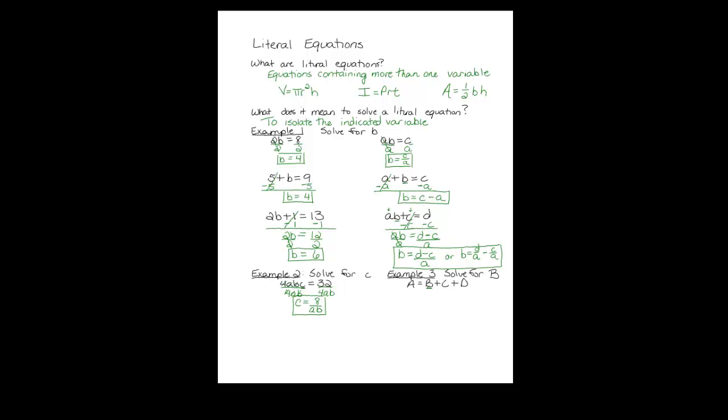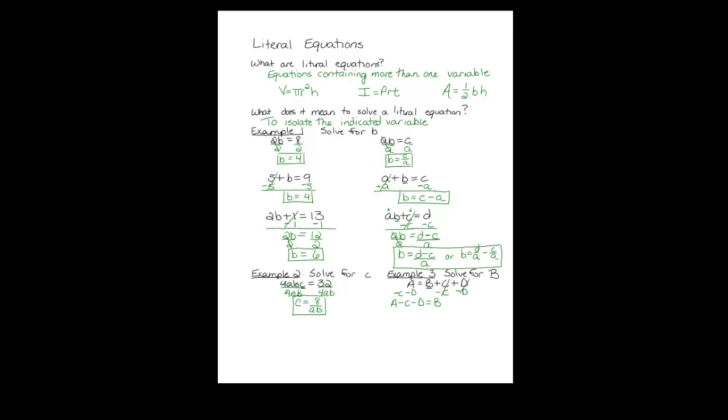So in order to unadd c and d, we want to subtract them. So we're going to subtract c from both sides, and we're going to subtract d from both sides. So over here, we're going to subtract c, and we're going to subtract d. So on the left, we're going to have a minus c minus d equals b plus c minus c is 0, plus d minus d, that is 0. So we have isolated b.